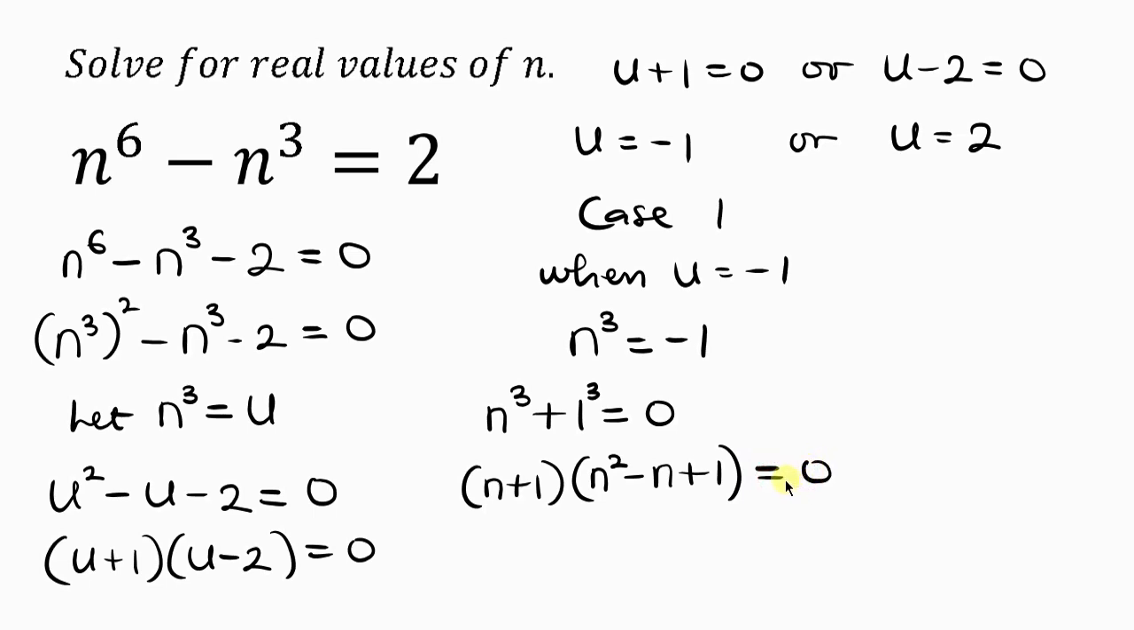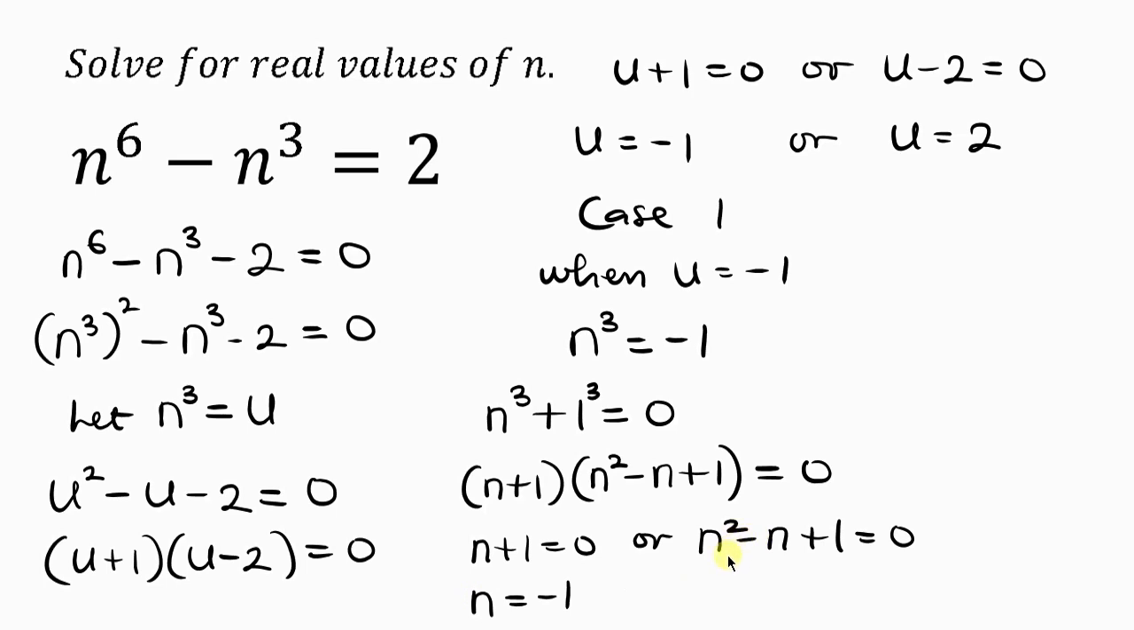So now we have two cases again. This is the first case, n plus 1 equal to 0, or the second case, n squared minus n plus 1 is equal to 0. So from this first case, we're going to be having the value of n to be equal to negative 1. So this is one real solution for n.